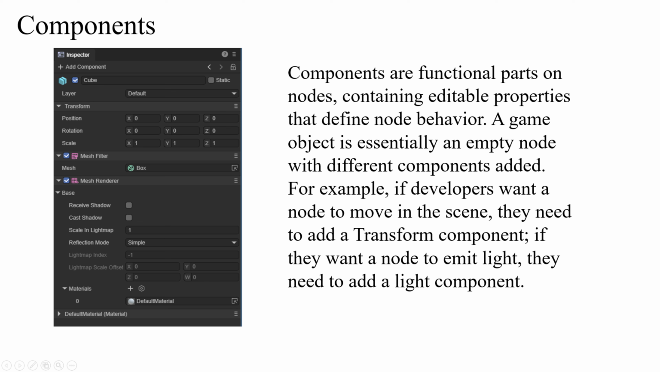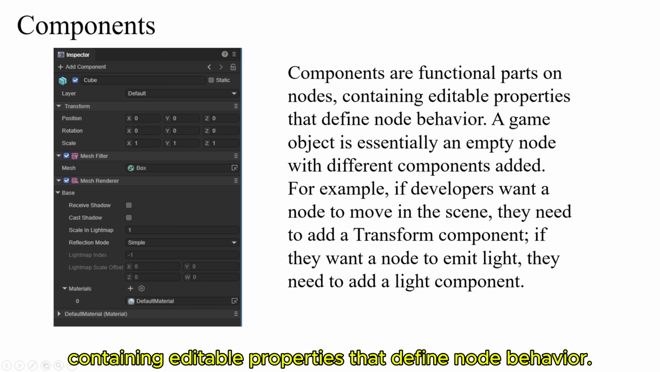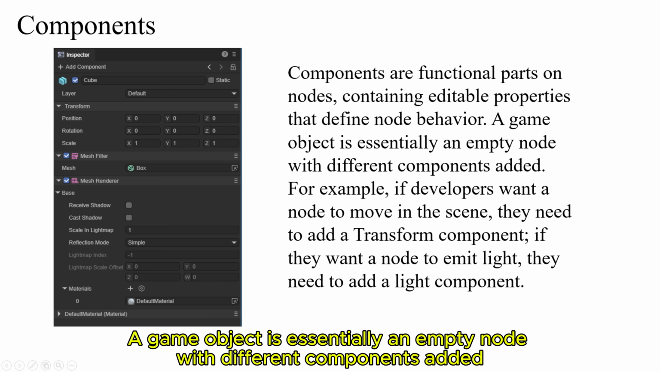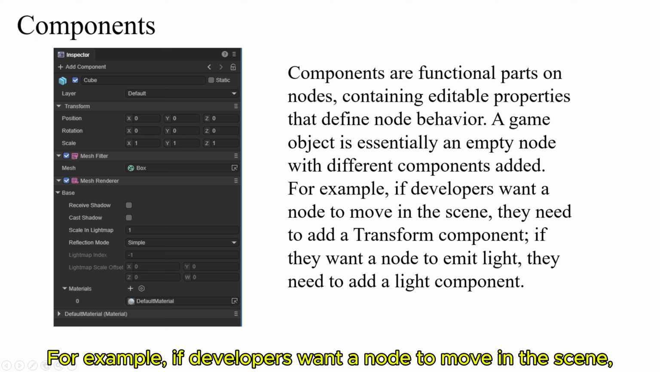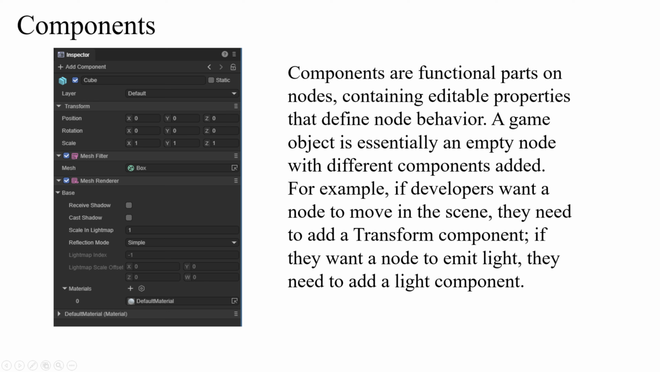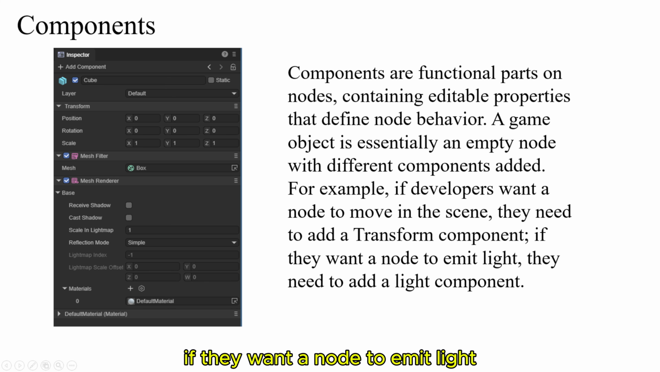Next are components. Components are functional parts on nodes, containing editable properties that define node behavior. A game object is essentially an empty node with different components added. For example, if developers want a node to move in the scene, they need to add a transform component. If they want a node to emit light, they need to add a light component.